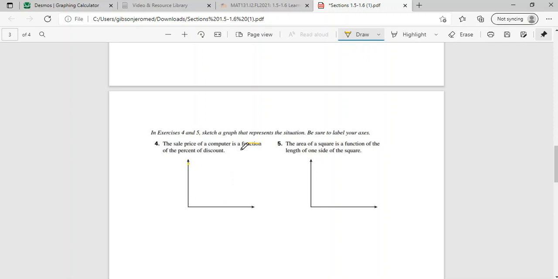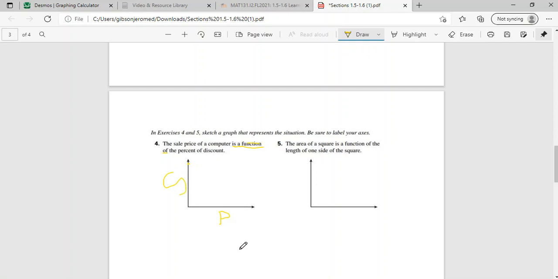Now, when you see "is a function of," typically whatever is behind the "is a function of" is your independent variable. So percent of discount, I'm just going to put a P here. That'll be your x-axis or your independent variable. And then the sale price of the computer, I'll put the S.